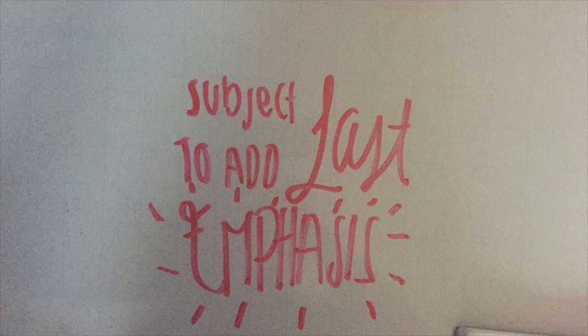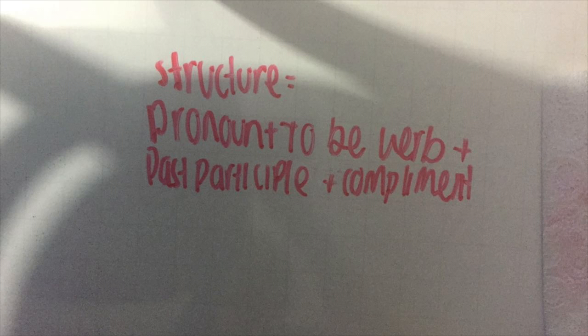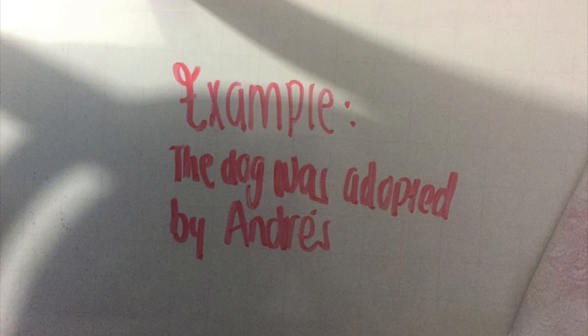The second one is when the doer of the action is known but is placed at the end to cause emphasis. Its structure is pronoun or object plus verb to be plus past participle plus complement. An example for this is: the dog was adopted by Andres.